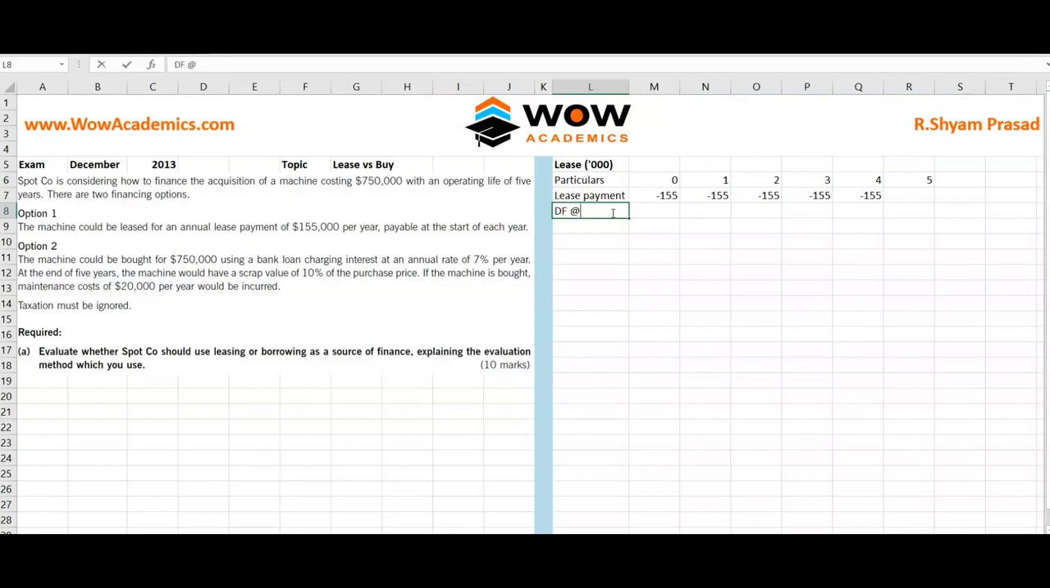The question would have given you some kind of a discount factor. The machine could be bought for 7,50,000 using a bank loan charging interest at an annual rate of 7%. So there's no percentage in the sum anywhere. The only percentage is if the machine is bought, an interest rate of 7% is to be paid. So we can take that as the common discount factor for both lease and purchase.